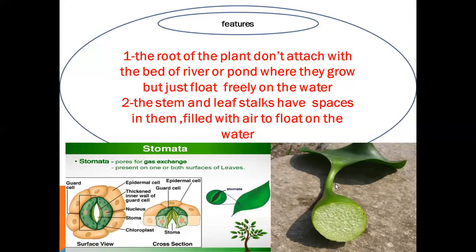You can have more questions for this point in the exam. You must understand and discuss the air spaces found inside the plant. The air spaces inside the plant are filled with air to float in the water. This point is about features, two characteristics for this plant.